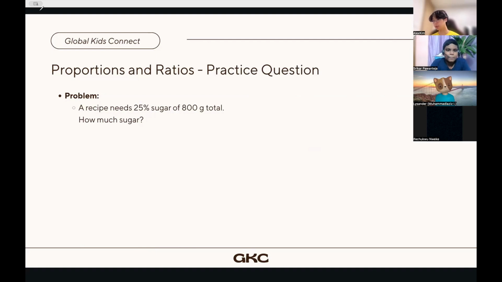And so the problem states a recipe needs 25% sugar of 800 grams total. How much sugar? So he's asking for how much sugar is needed for the recipe. And so we can use previous equations that we did until now in functions. So we get original value times percentage over 100 is equal to the changed value, or 800 times 25 over 100. So we need 200 grams of sugar in total.